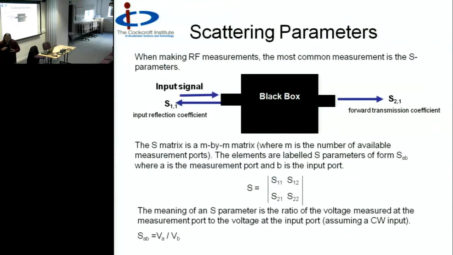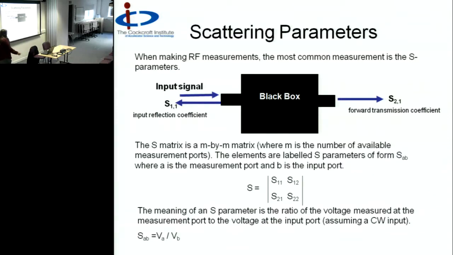So, before I go on any further, I need to explain a concept in RF known as scattering parameters. So, say we've got a black box here, it could be anything, it could be a cavity coupler system, it could be a diplexer, it could be any RF component. We don't know what's inside of it. We have an input signal that comes into this black box, and we will get two outputs if it's a two-port system. We'll have a reflected signal coming back, and we'll have a transmitted signal going out the other port, viewed as a black box.